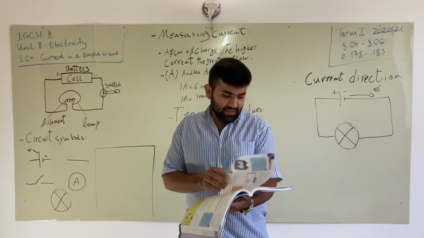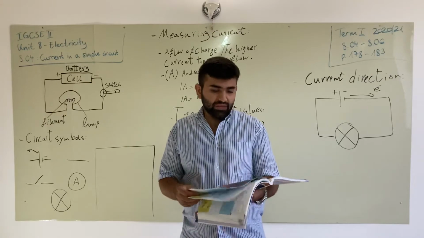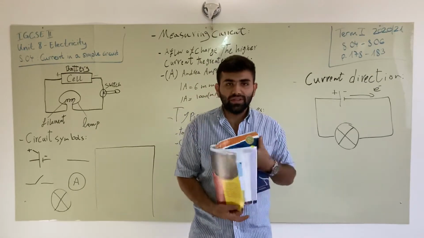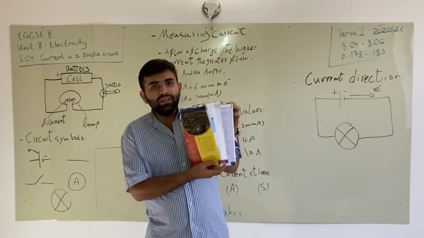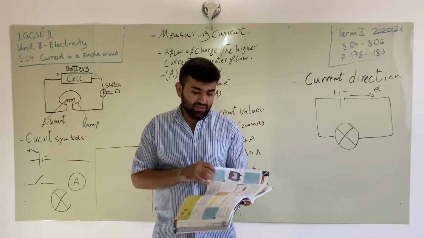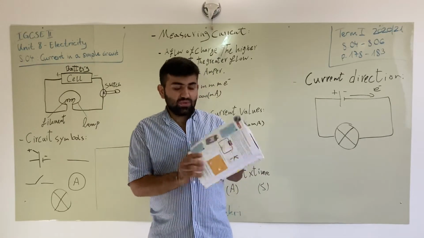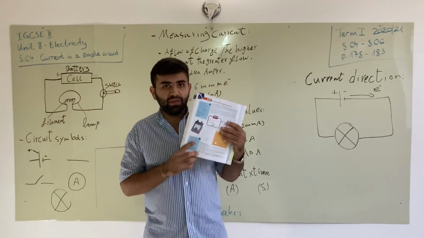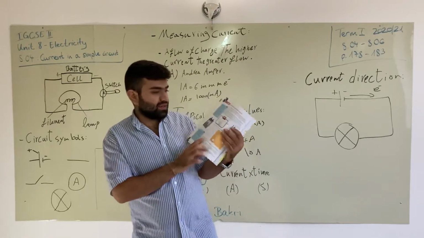As you can see, we finished 8.1, 8.2, 8.3, and now today we're going to start with 8.4. As you can see here in the book, page 171, Unit 8, Electricity. Today we're going to start with page 178, current in simple circuits.